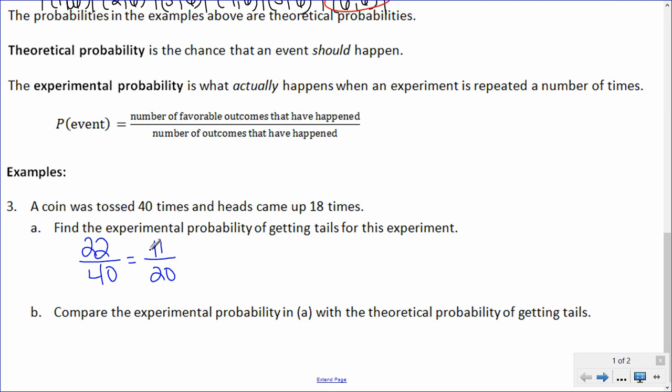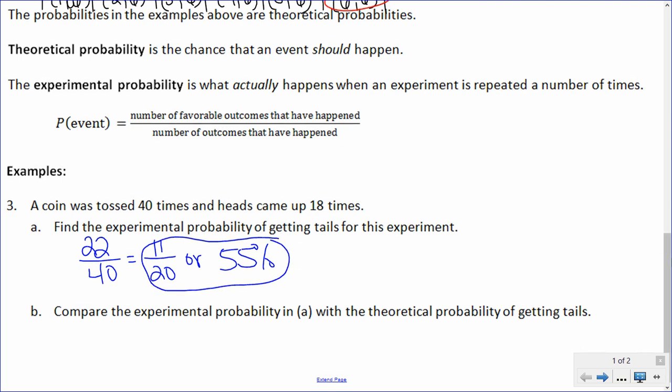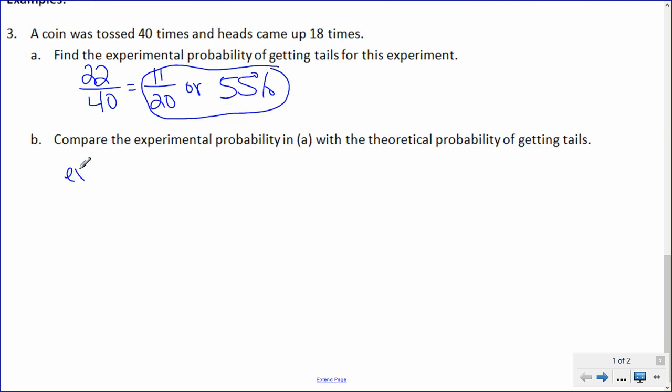And again, we want to write this as a fraction and as a decimal. So 11 over 20 is equal to 55%. Okay. And part B says compare the experimental probability in part A with the theoretical probability of getting tails. Okay, so the experimental probability we just found of getting tails, so that's what we were talking about here. This was 11 over 20, or 55%.